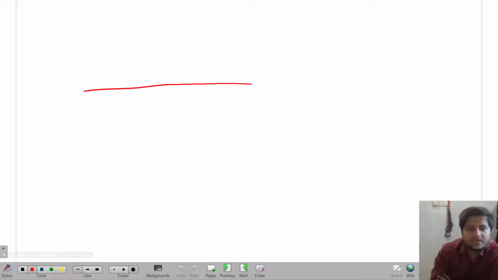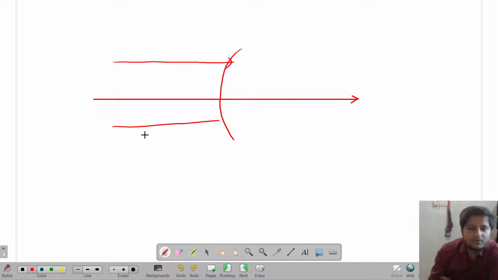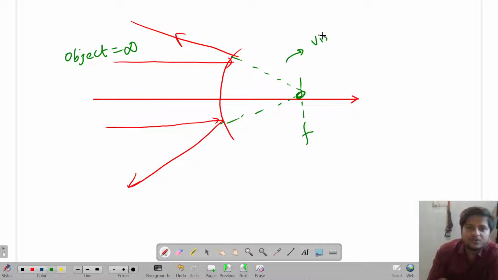If I take my convex mirror, what is going to happen if light falls on it from infinity? Since the light is going to diverge from here, if I do the back tracing, the rays are going to meet at a point, and I call this point the focus. So for an object at infinity, the image is at the focus. But which kind of image will it be? It will be a virtual image. It is not a real image.